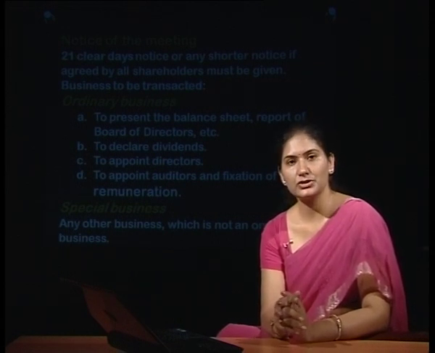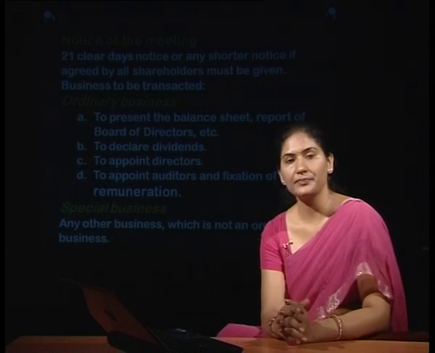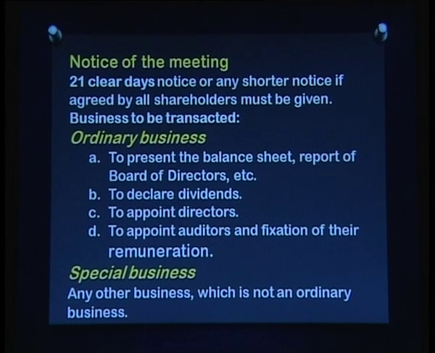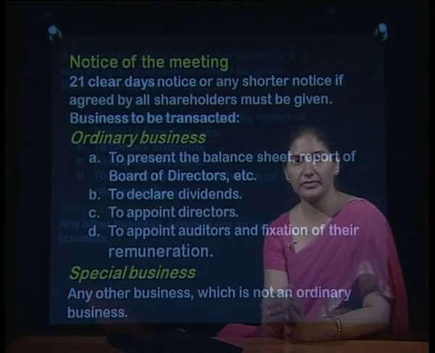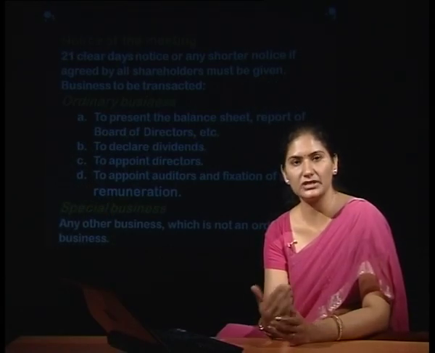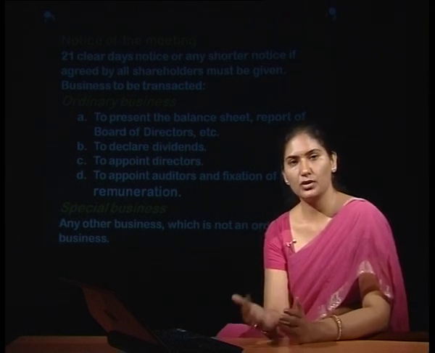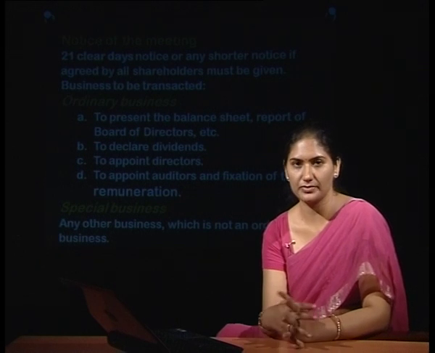The business which could be transacted at the meeting is of two types, that is the ordinary business and the special business. Ordinary business means business which is of routine matter every year at the AGM, and anything beyond this ordinary business would be a special business.